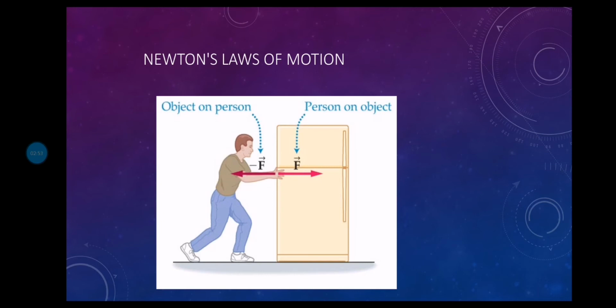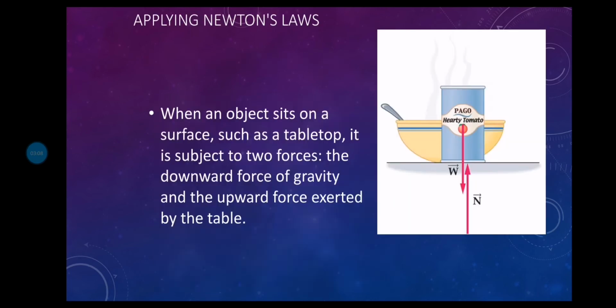As you can see in this figure, the person is trying to push this object. The force is going right. The object makes a reaction to this person, which is left. They are equal in magnitude but in opposite direction.